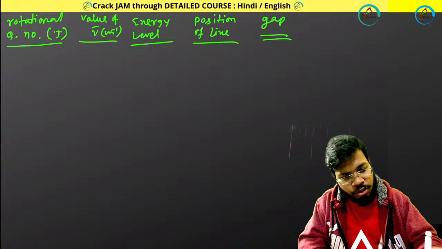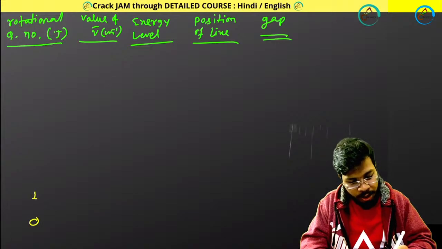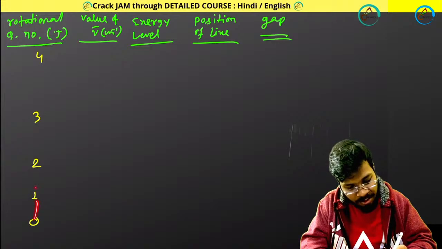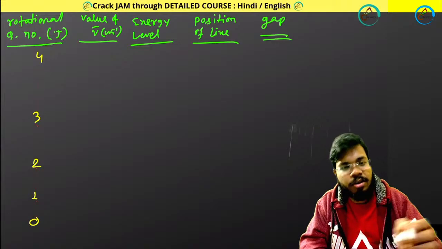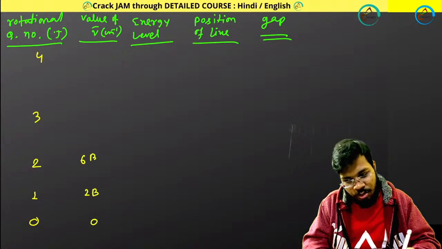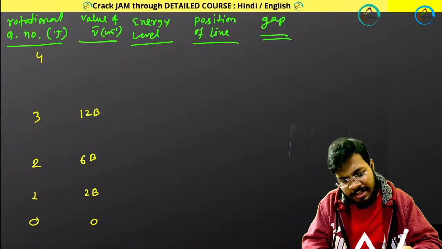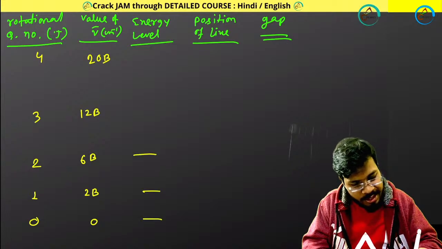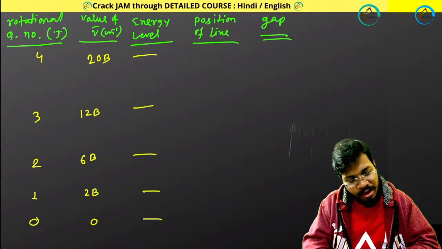Fine. So if you put the corresponding values 0, 1, 2, 3, 4, look at this, the gap is also increasing, right? Because the energy value will be increasing. So for this you will be getting 0 value, then 2B, then 6B, then 12B, then 20B. These are the energy values, nothing else.